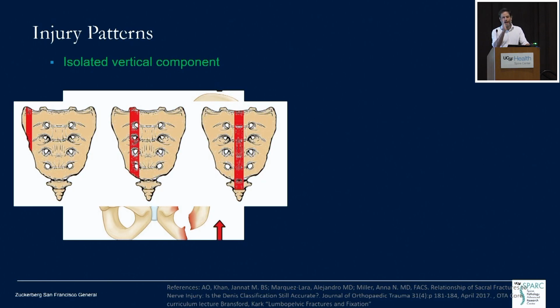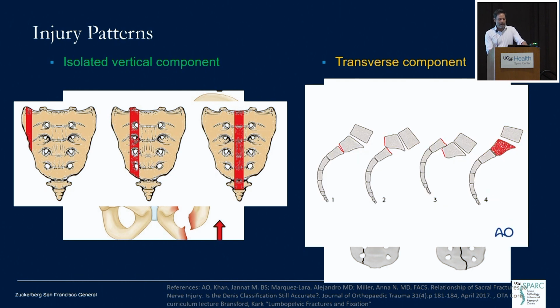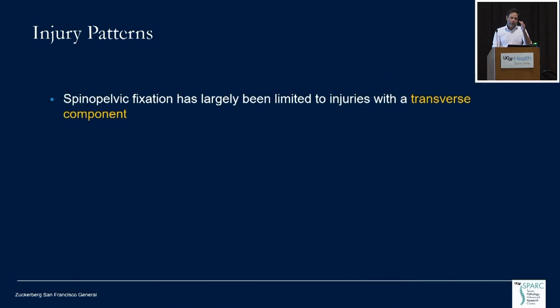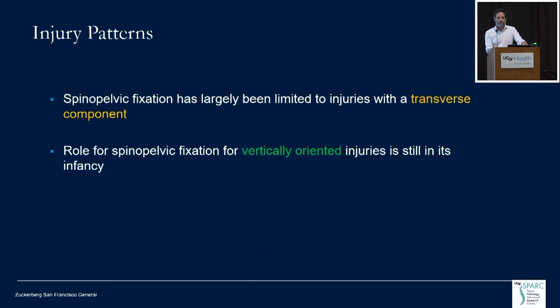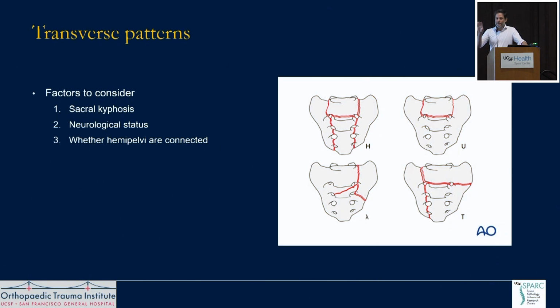This vertical fracture can happen in different spots from medial to lateral within the sacrum. And then the injuries with the transverse component have different morphologies that we describe colloquially. These are the Roy-Camille classification, which shows the different patterns of kyphosis and translation and shortening. While spinopelvic fixation has largely been limited to injuries with a transverse component, the role for our involvement in the treatment of vertically oriented fractures is still in its infancy, and where we could really move the needle forward.